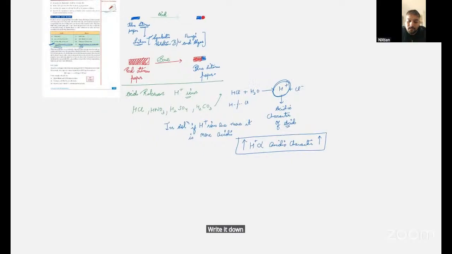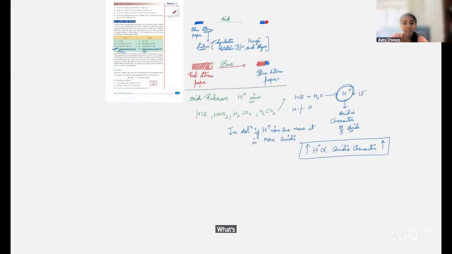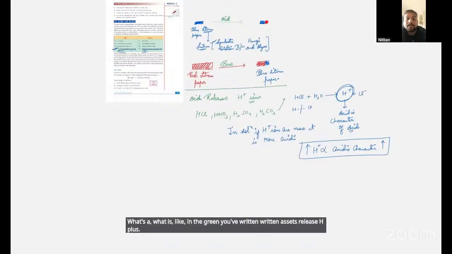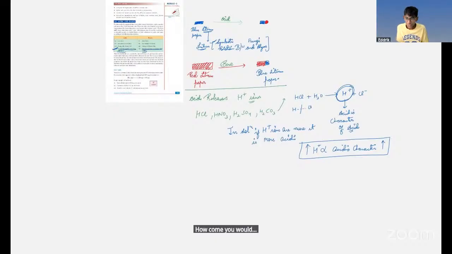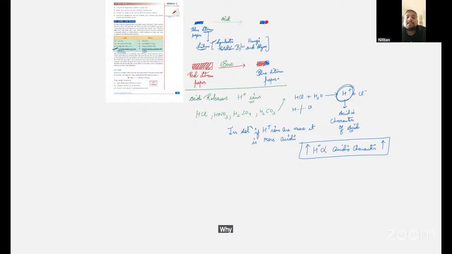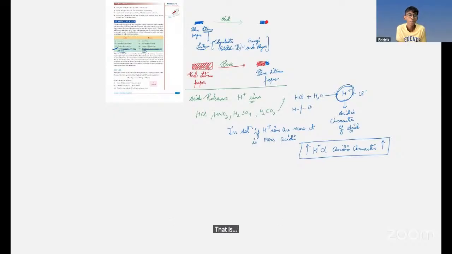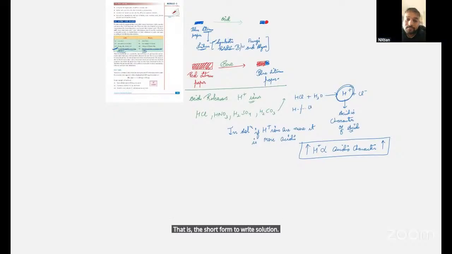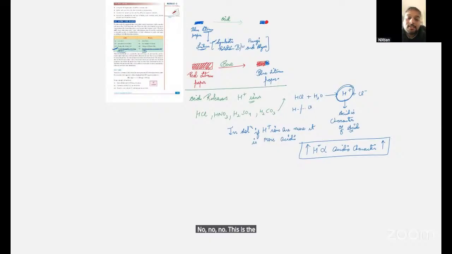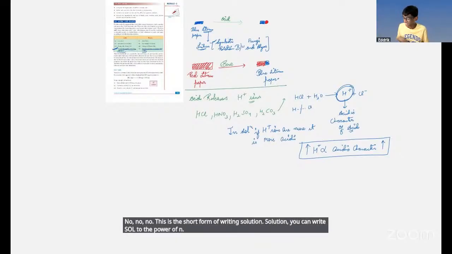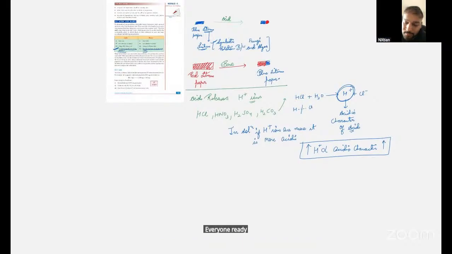Write it down now. In the green you've written acids release H plus ions. Why do you write SOL to the power of N? That is the short form to write solution. Solution you can write as SOL to the power of N. Everyone write it down now.